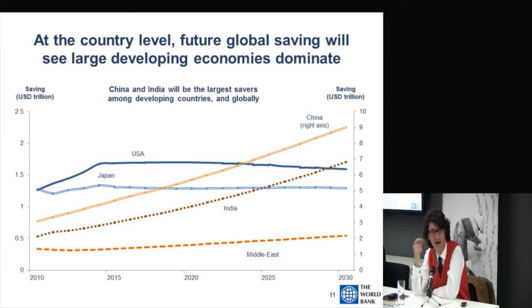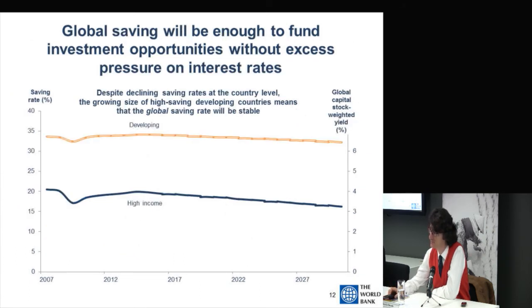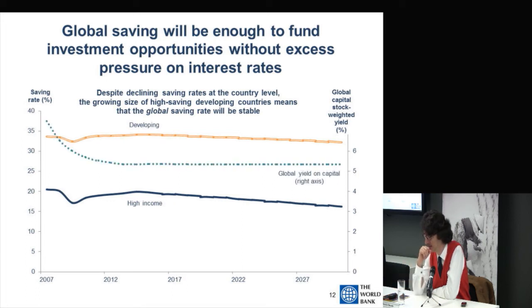But they are overtaking the other countries which have large economies, like the U.S. and Japan. This shows you what happens to the interest rate. This again gives you the saving rate by the two groups, high developing and high income countries, and behind this there is the demand for capital, and we calculate what happens to the yield.